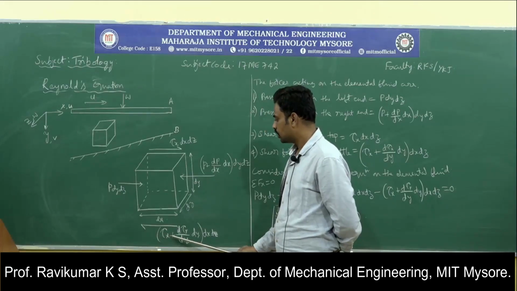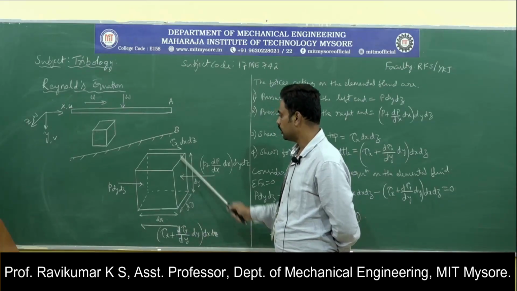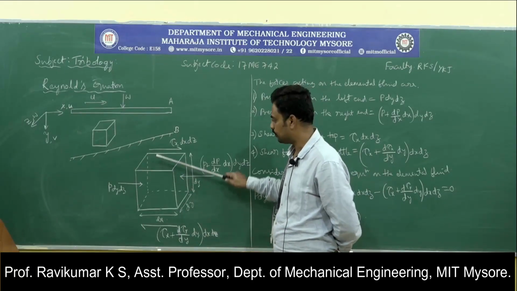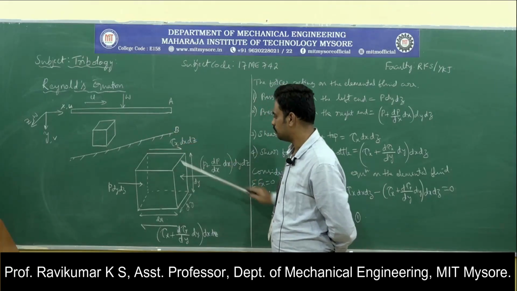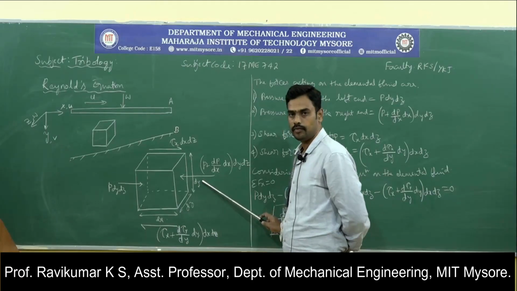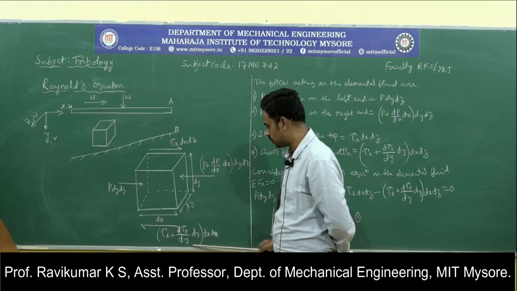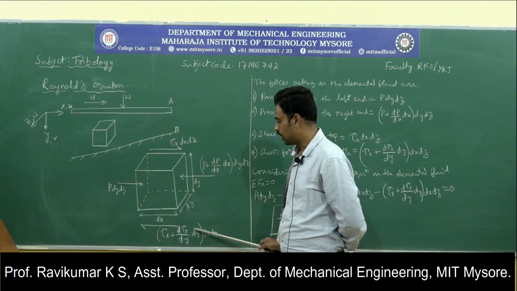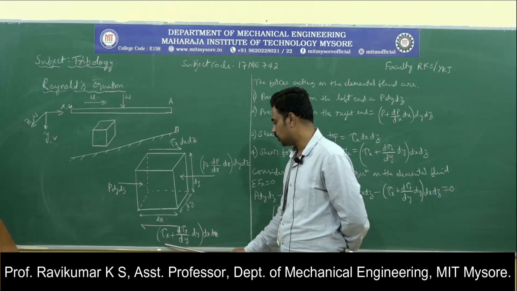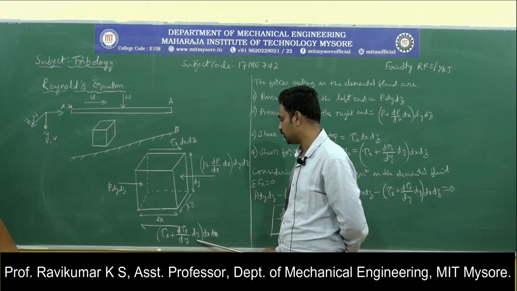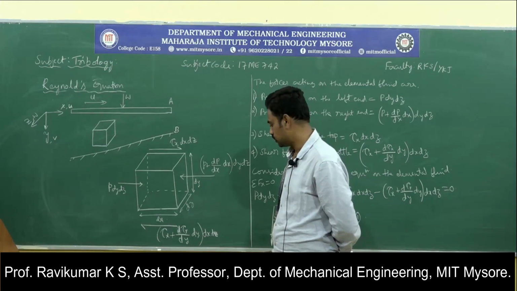Similarly, tau plus d tau x by dy accounts for the variation of shear stress from the top surface to the bottom surface, because between the top and bottom surfaces there is some length dy, so there will be some variation of shear stress. Therefore, to account for the variation of shear stress through the length dy, Reynolds has introduced this term: tau plus d tau by dy into dy, multiplied by dx dz.